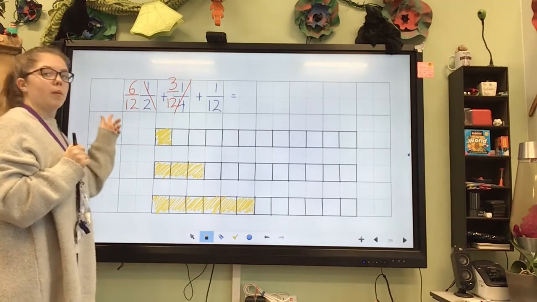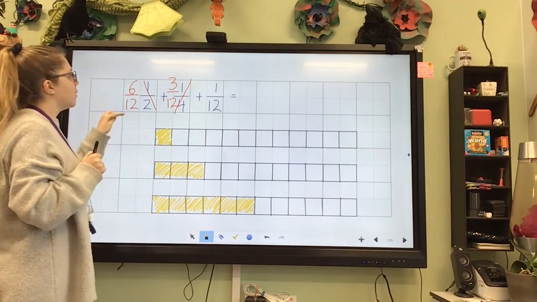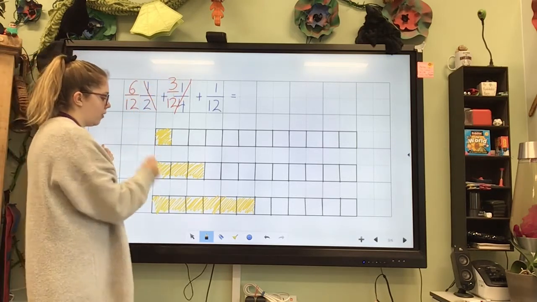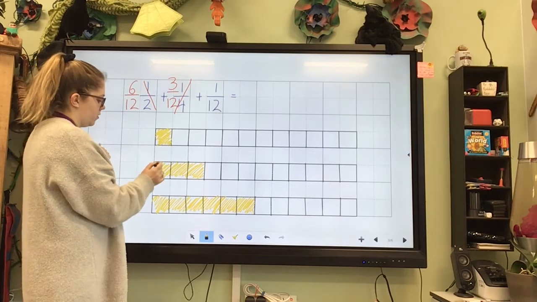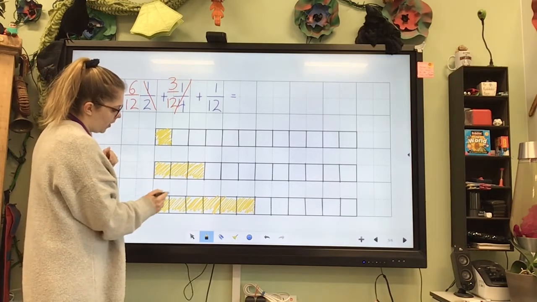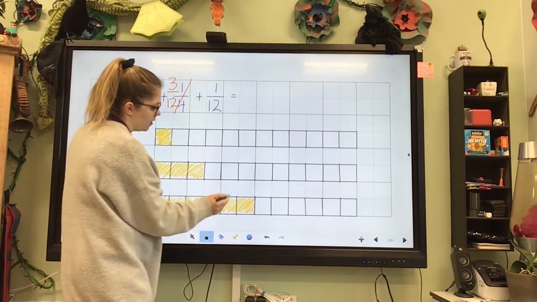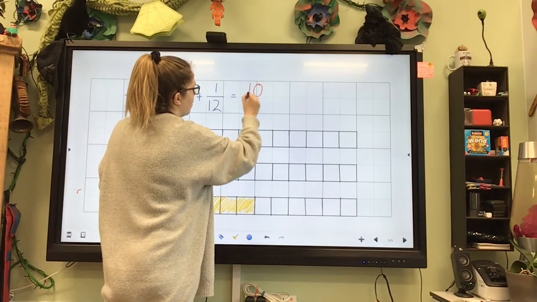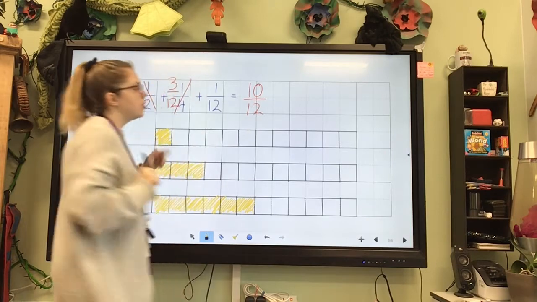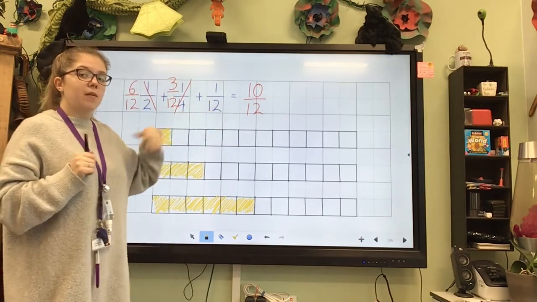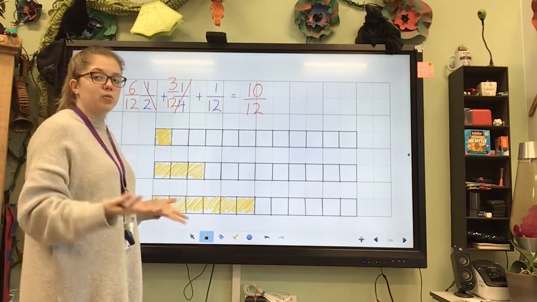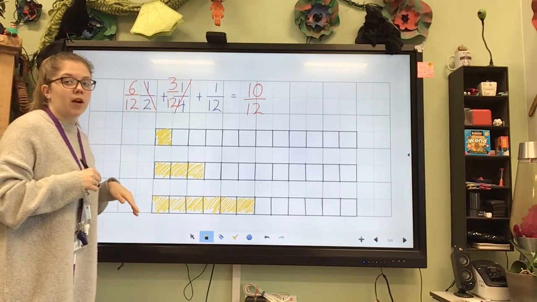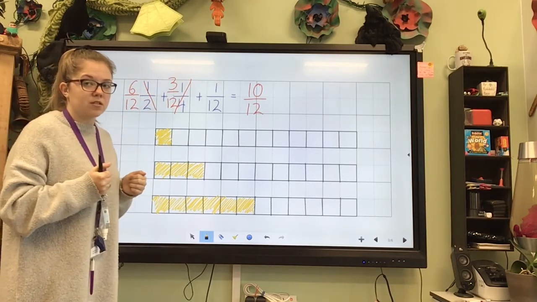So now what we're actually adding is 6/12ths, add 3/12ths, add 1/12. Or we can count on our bar model. So I've got 1, 2, 3, 4, 5, 6, 7, 8, 9 and 10. And 10/12ths. That is a non-unit fraction. We don't have to do anything to that. We've simply got 10 out of a possible 12 added up here with our 3 fractions. I hope that makes sense to you all.